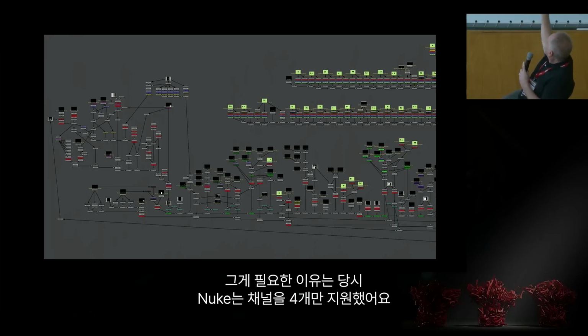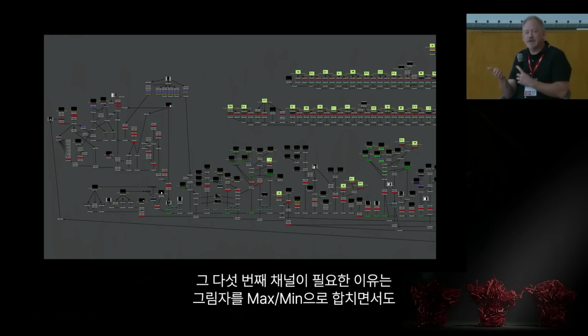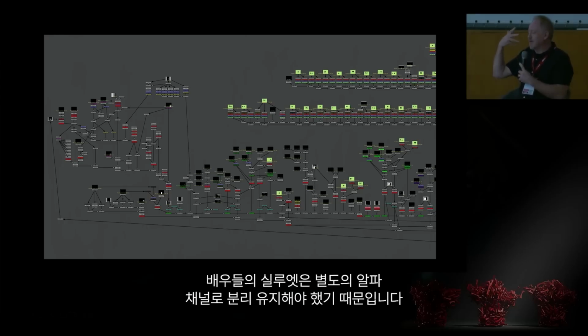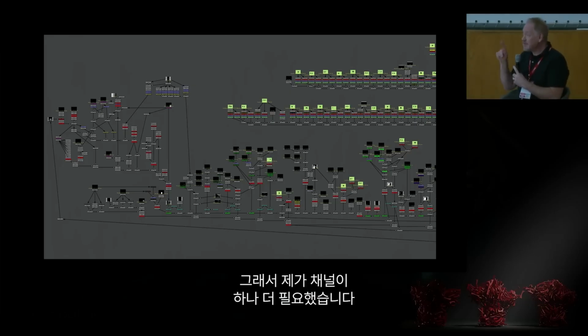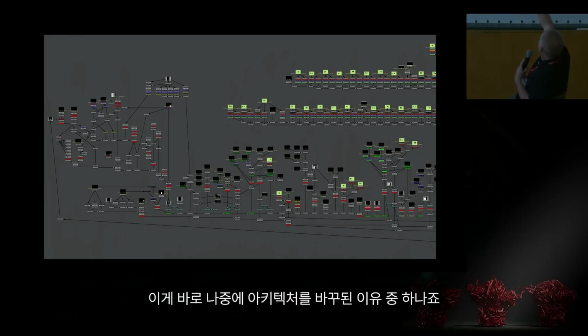And that was necessary because at the time we only had 4 channels, but I needed a 5th channel. I needed a 5th channel because I needed to max or min the shadows together, but I needed to have the green screen silhouettes of the actors separately as an alpha. So I needed one more channel. Right. And because I needed one more channel, I ended up having to duplicate all the functionality. So that shows you one of the reasons why there was an architecture change.